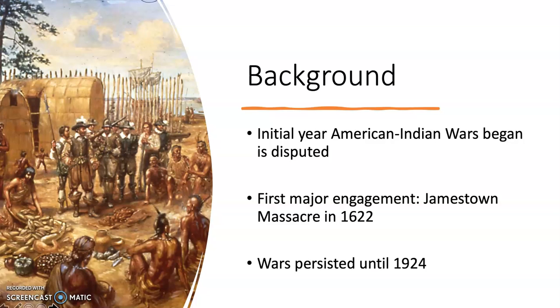The argument for 1622 being the year that the American Indian Wars began is that 1622 was the year that the Jamestown Massacre occurred, which left 347 people dead. In addition to the Jamestown Massacre, many other settlements were also attacked in a similar manner, just the number of casualties was not as high. These wars took place from the 17th century all the way to the 20th century, ultimately ending in the year 1924.